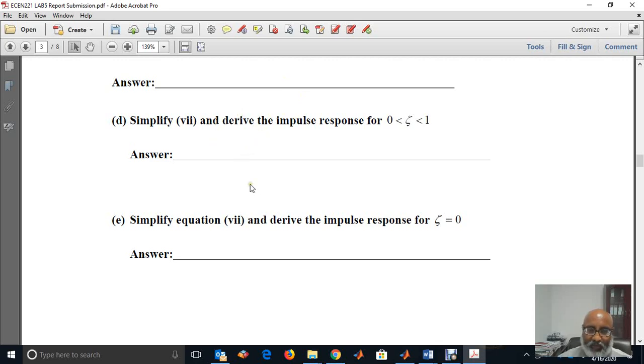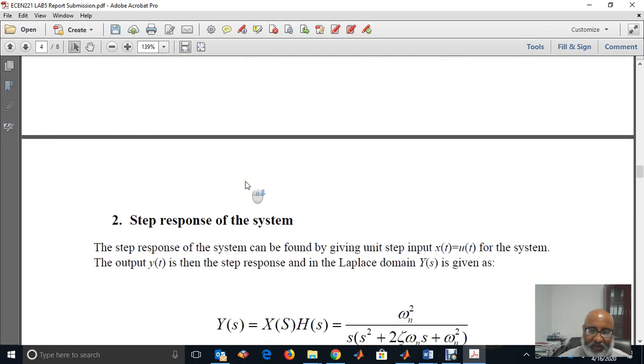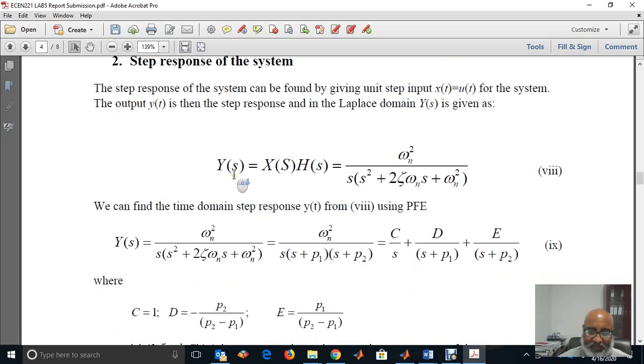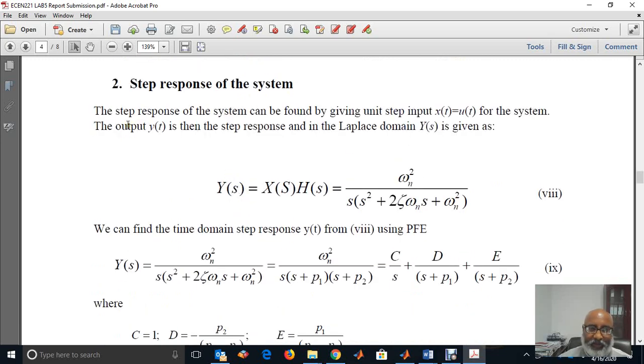Okay, then you find the equations, and after that, the second part, the second theory: the step response of the system. So we finish the impulse response. What's the step response of the system? We know that it's the response of the system when the input is a unit step function, x of t equals u of t.